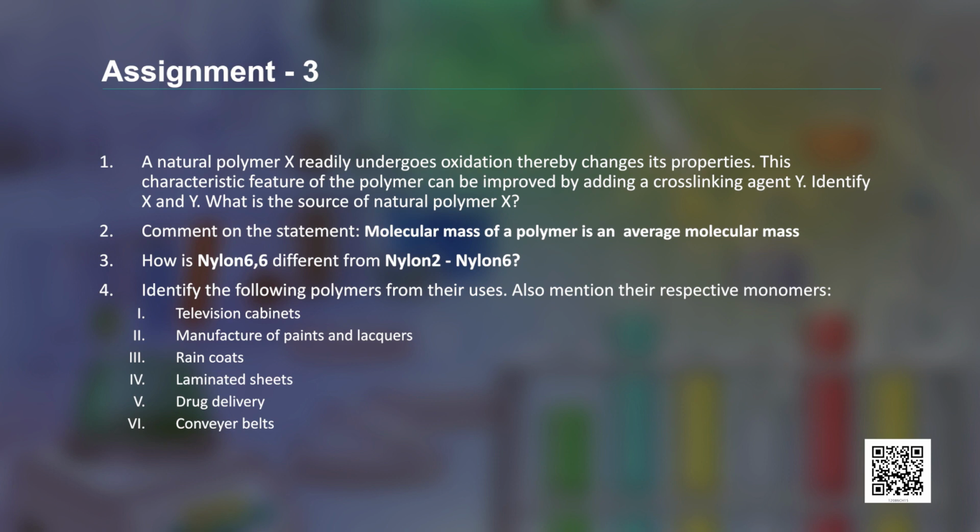Question number 4. Identify the following polymers from their uses. Also mention their respective monomers. Number 1. A polymer that is used in the making of television cabinets. Number 2. A polymer that is used in the manufacturing of paints and lacquers. Number 3. A polymer that is used in making raincoats. Number 4. A polymer that is used for making laminated sheets. Number 5. A polymer that is important in drug delivery, and the polymer which is used for making conveyor belts.